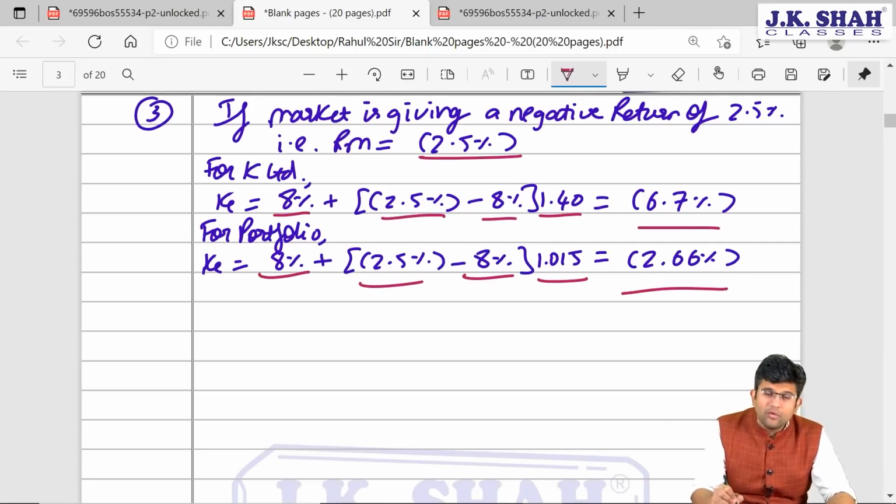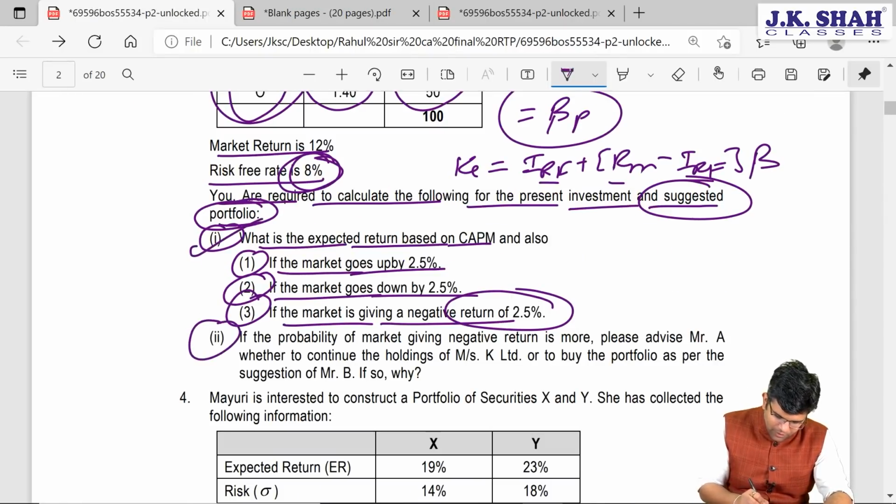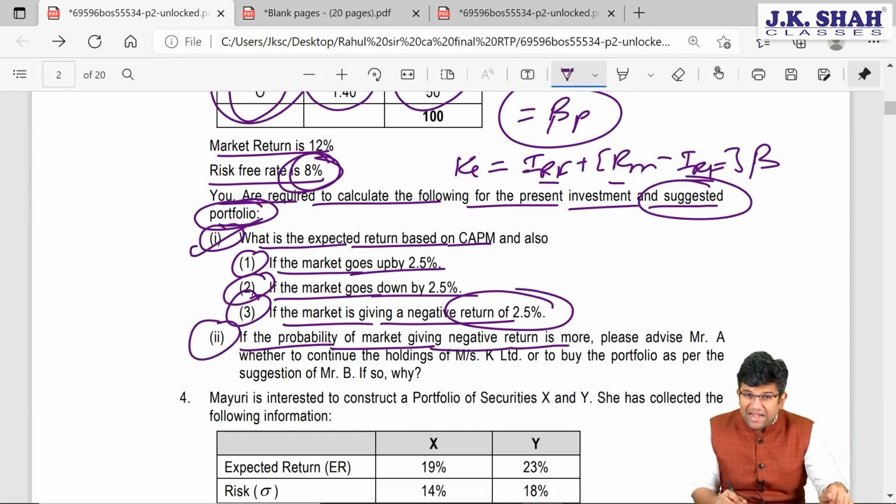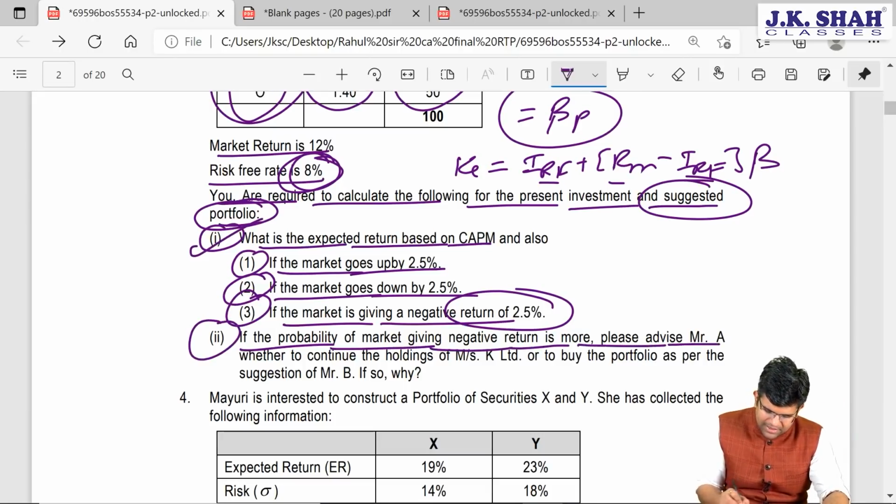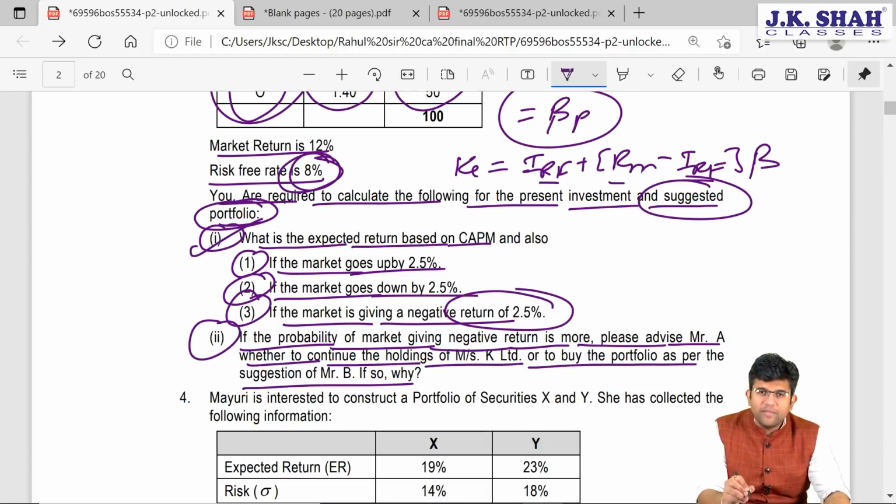We get negative Ke for both K as well as the portfolio. So with that, we complete point number 1. Point number 2, they are saying if the probability of market giving negative return is more, please advise Mr. A whether to continue the holdings of K or to buy the portfolio as per the suggestion of B. If so, why? Children, if we are fearing that the market will give negative return, then we would always be safe if our portfolio's beta is low.